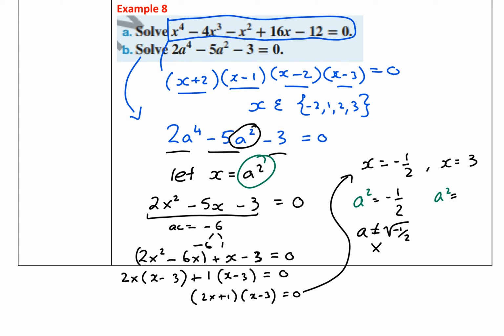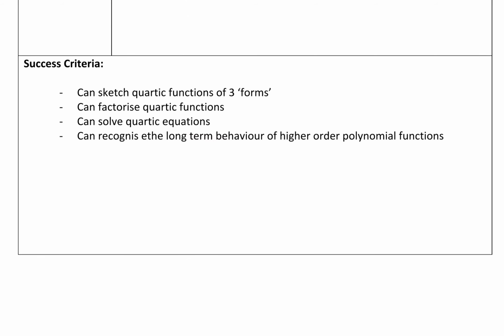Rather, let's pursue the fact that a squared equals 3. Well, if I square root both sides now, a is plus or minus root 3. If I give that in set notation, a is an element of minus root 3, positive root 3. And so let's revise what we've learnt.